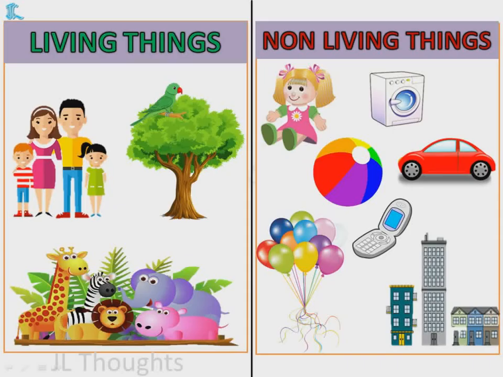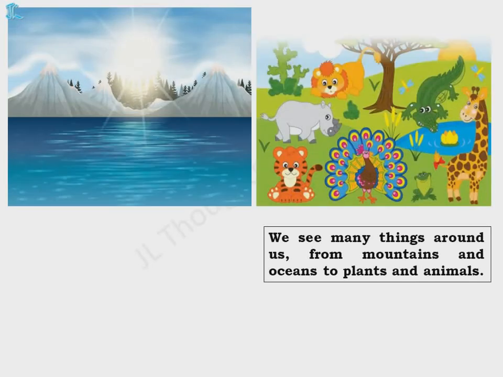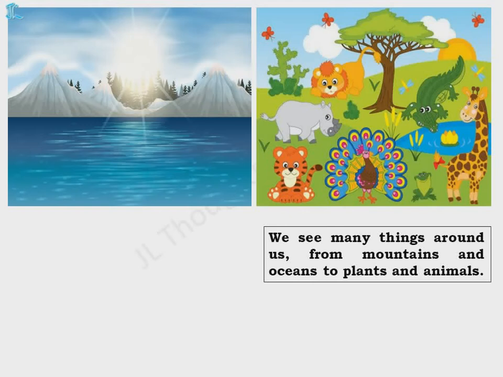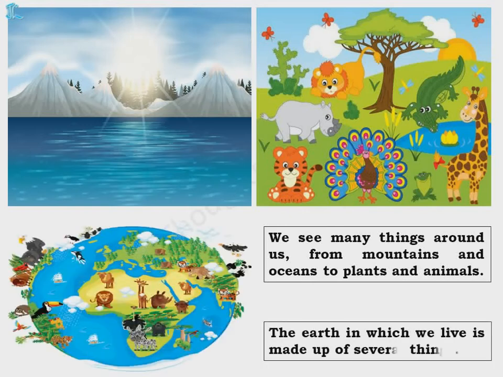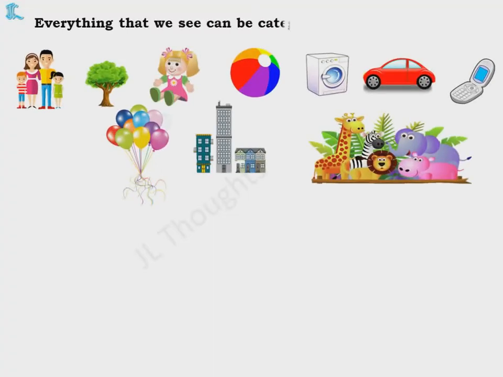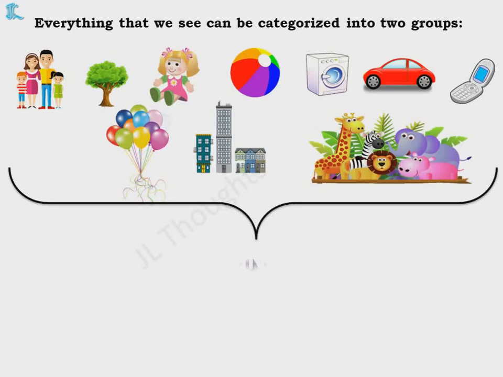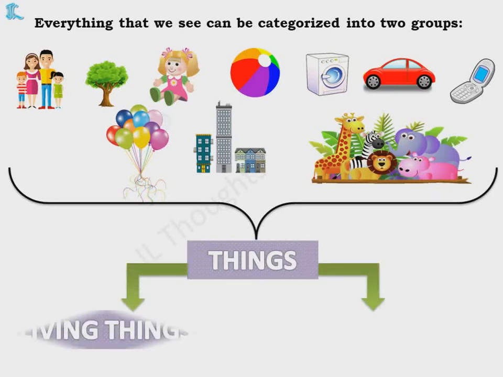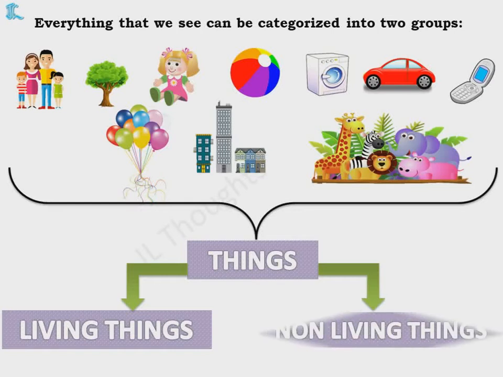Living things and non-living things. We see many things around us, from mountains and oceans to plants and animals. The earth in which we live is made up of several things. Everything that we see can be categorized into two groups, that is, living things and non-living things.